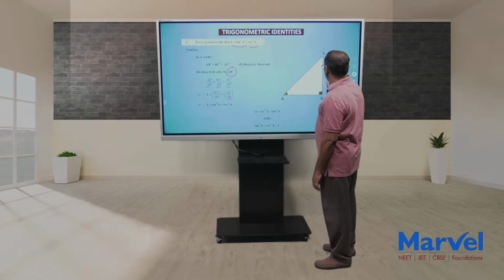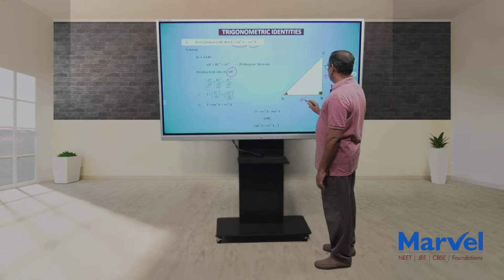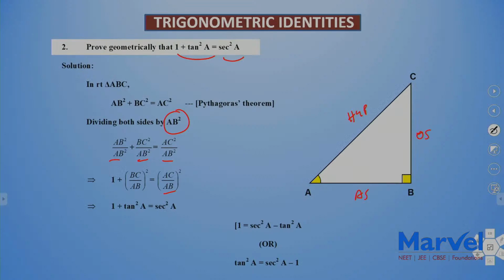BC by AB is opposite side by adjacent side, so it is nothing but tan A. 1 plus tan square A equal to AC by AB, hypotenuse by adjacent side, that is secant A, secant square A. So 1 plus tan square A equal to secant square A. So we have two important results: secant square A minus tan square A equal to 1, or tan square A equal to secant square A minus 1. But don't forget, here you have to divide by AB square. For every identity you have one condition, divide by which side. Because tan A is sin by cos and secant is 1 by cos, for cos theta always divide by AB.